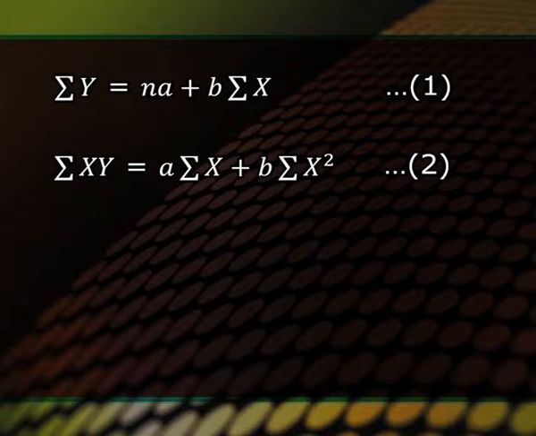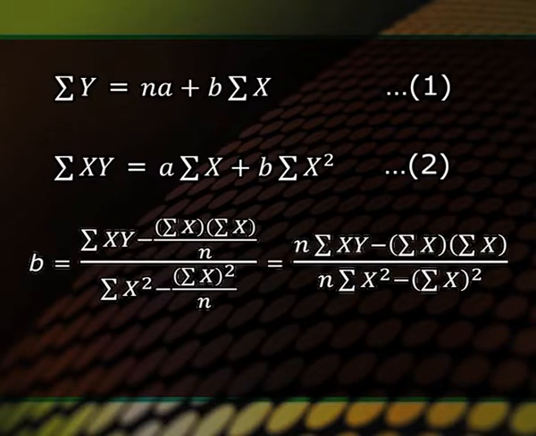Now, solving these two equations, the first and the second, simultaneously for a and b, we will obtain b, which is equal to sigma xy minus sigma x times sigma y divided by n, the whole thing divided by sigma x squared minus sigma x the whole squared divided by n. So that gives us n times sigma xy minus sigma x times sigma y, the whole thing again divided by n times sigma x squared minus sigma x the whole squared. And a is equal to y bar minus b times x bar.